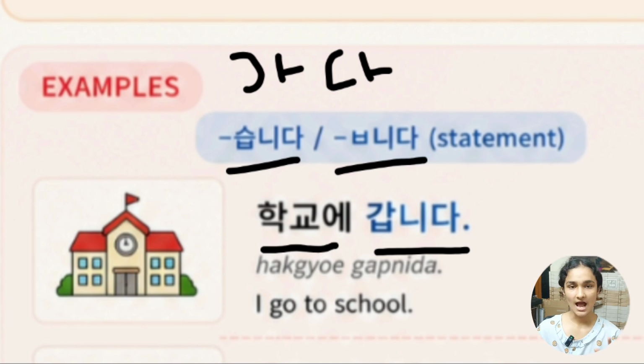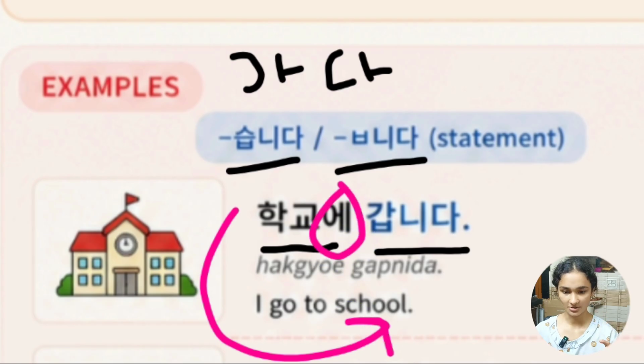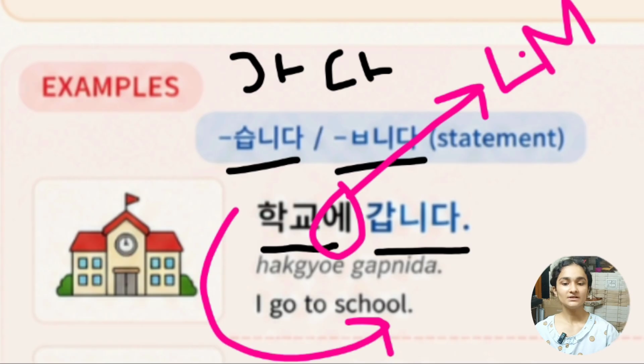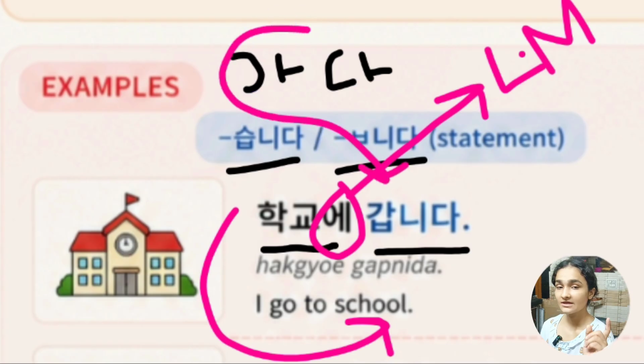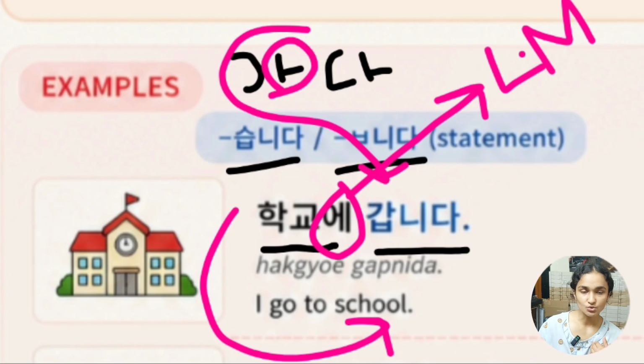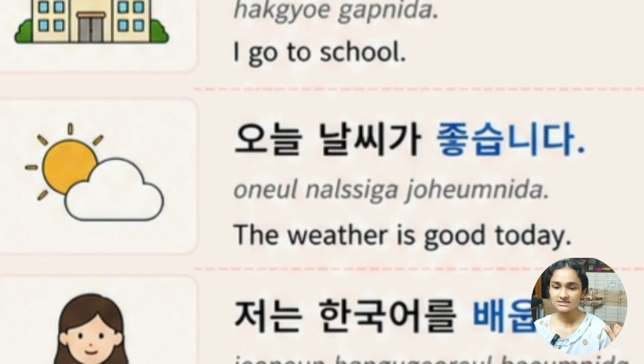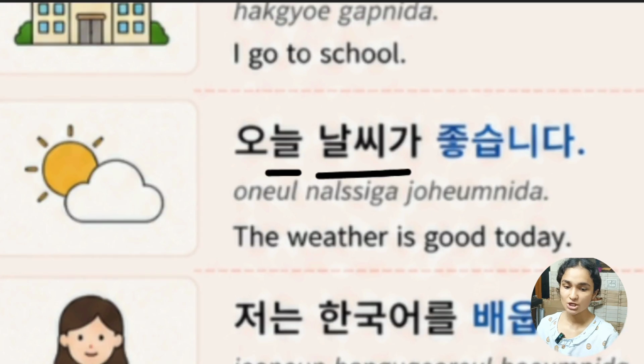학교에 갑니다. 학교 is school. 에 is a particle, a location particle, a locative marker. And 갑니다, 가다 is the verb here. And ㅂ니다 is added because 가다 is a verb that ends with a vowel. So, I go to school. Again, we have omitted the 저는, the I part, because it's already clear that I'm talking about myself. The next example for the 습니다 and ㅂ니다 statement is 오늘 날씨가 좋습니다.